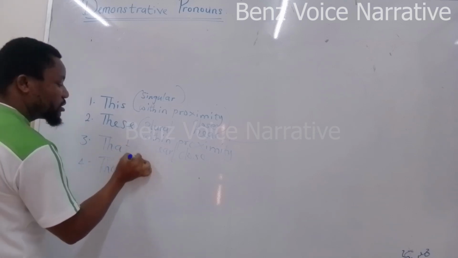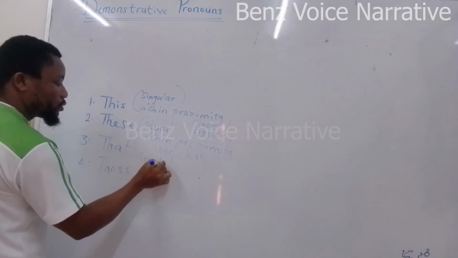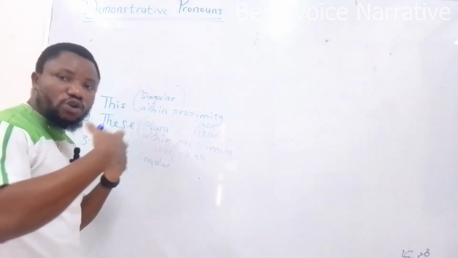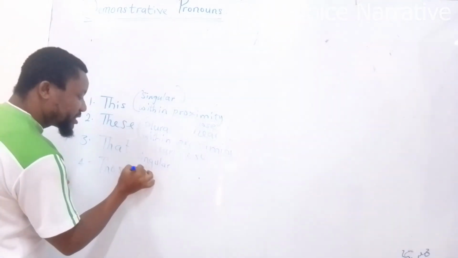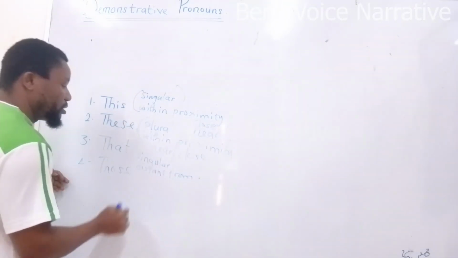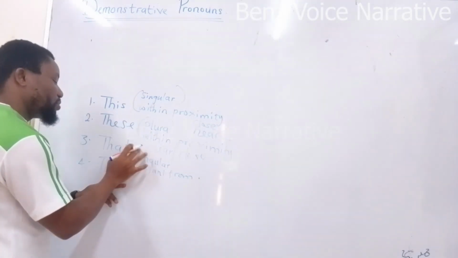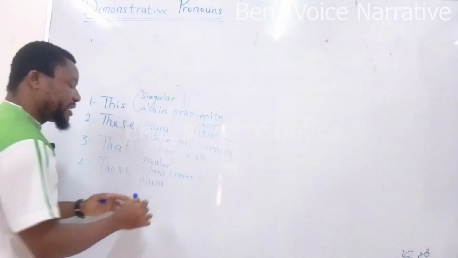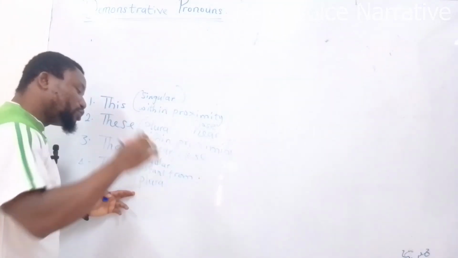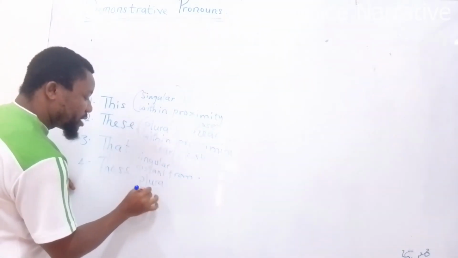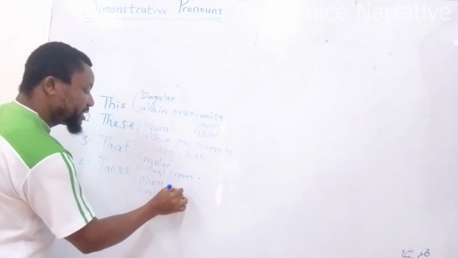That is a singular pronoun that is used to replace a noun or an object that is distant from the speaker. Those is the elder brother of that. It's also plural, and it's used to replace items, nouns that are far away or distant from the speaker. Let's go over them again.